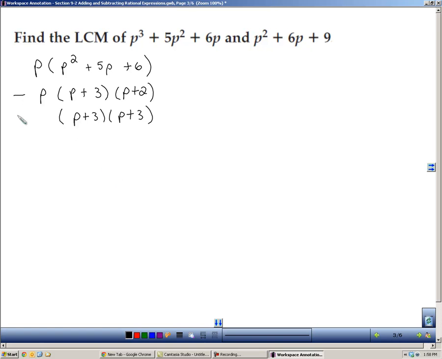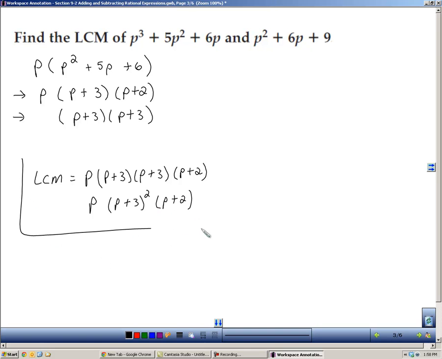So now I have this one and this one. If I take every factor the maximum number of times, I'm going to take 1 P, 2 P plus 3's and 1 P plus 2. You can also write that by using a square on the P plus 3's. Either one of these answers is acceptable.